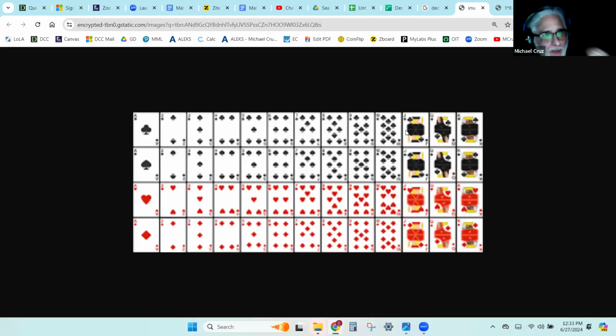And now we've got the face cards. They don't have 11, 12, and 13. In place of 11, 12, and 13, they have Jack, Queen, and King, all repeated. Three for the clubs, three for the spades, three for the hearts, and three for the diamonds. So that's what we're dealing with here.